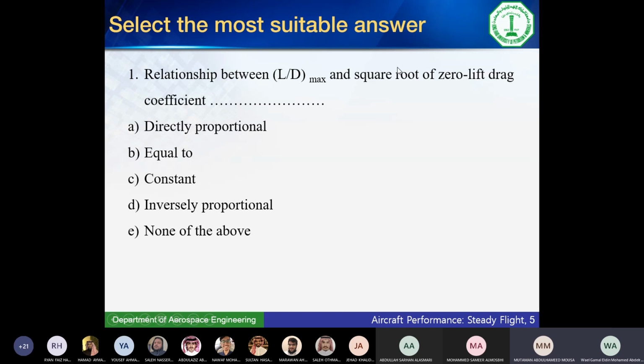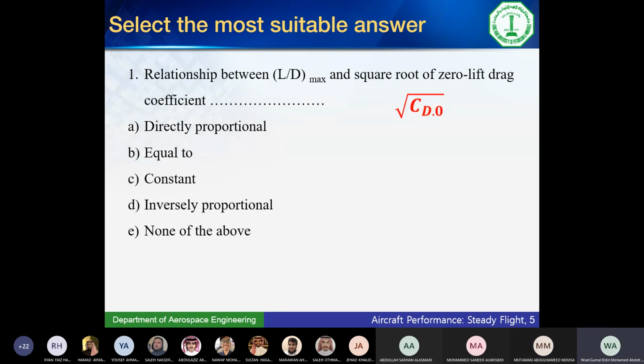What's the square root of zero lift drag coefficient? Square root of CD naught. So it's inversely proportional to the square root. And why is that? What's the equation relating L over D maximum to the square root of CD naught? L over D maximum equals 1 over the square root of 4K CD naught. Oh, that's a very good thing to remember.